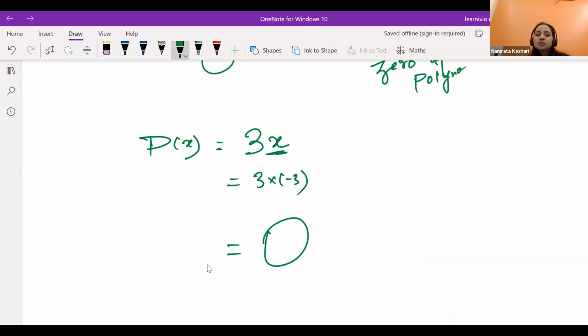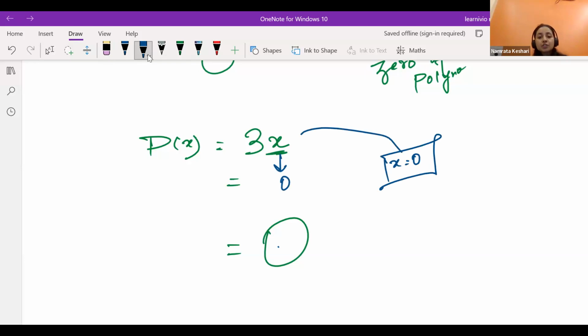Here we need to take x as 0, because 3 multiplied with which number will be 0? Only 0. Then only the result will be 0. So x equals 0. This value we have substituted, and the polynomial became 0. This value is called the 0 of the polynomial.